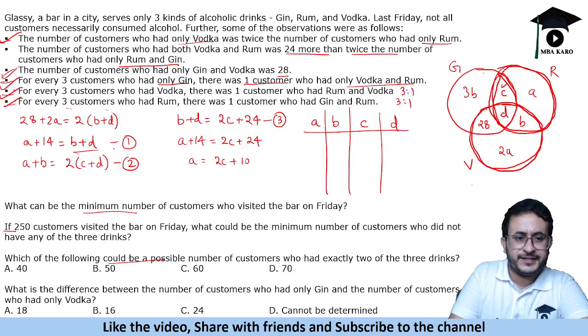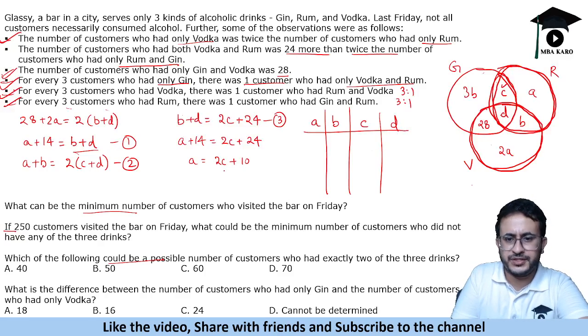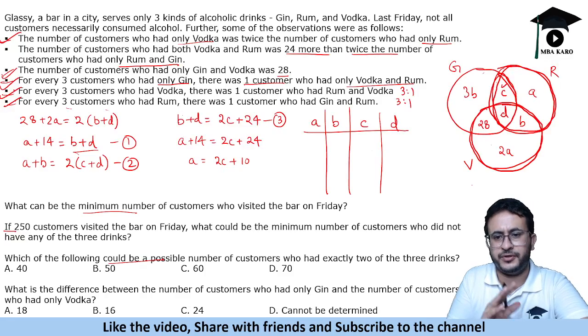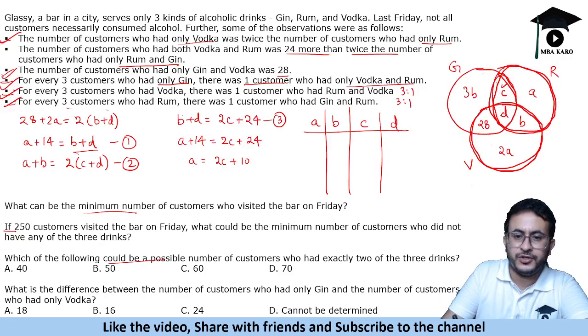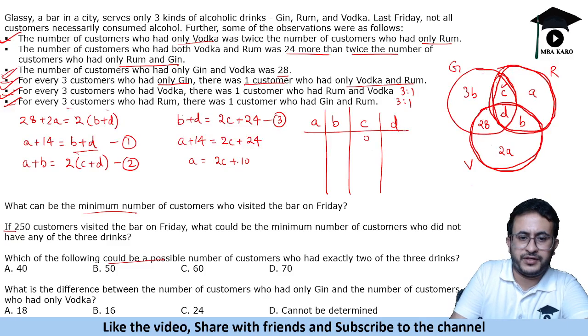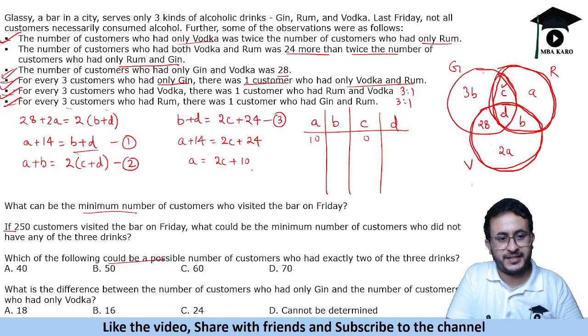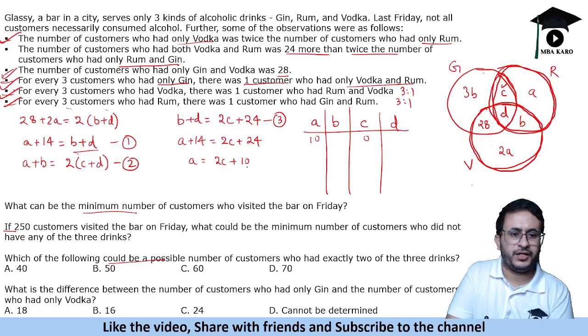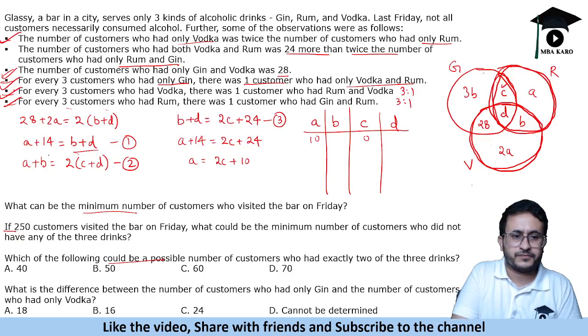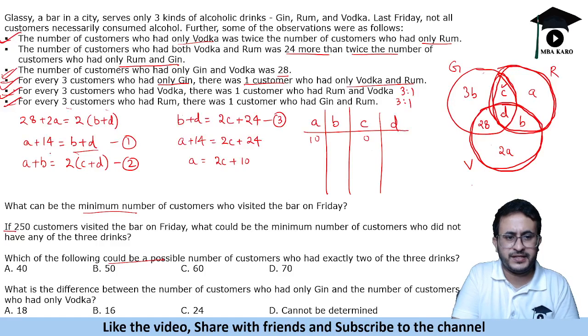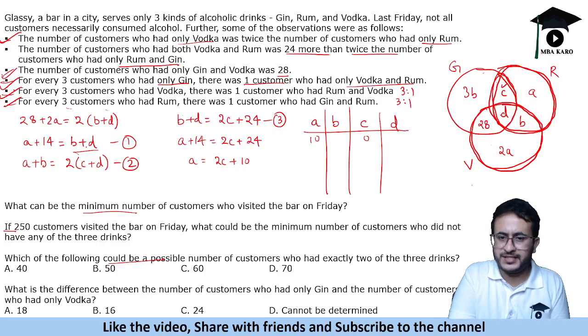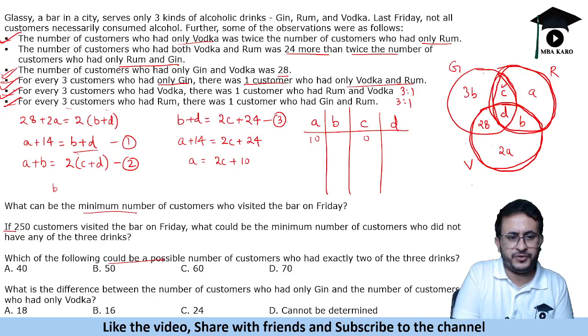So if we see, let's put C equal to 0. So let's start with C equal to 0. There is a possibility that it can be 0, as it is not mentioned that it cannot be 0. So if we take C equal to 0, then A will be 10 because A is 2C plus 10. Okay, A is 10. Now the second equation, A plus 14 is B plus D. So B plus D will turn out to be 14.